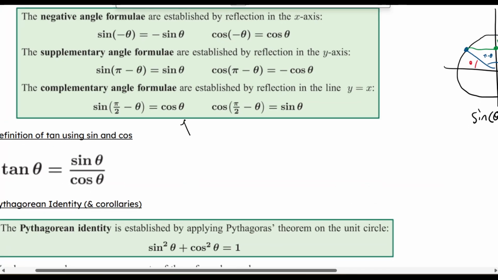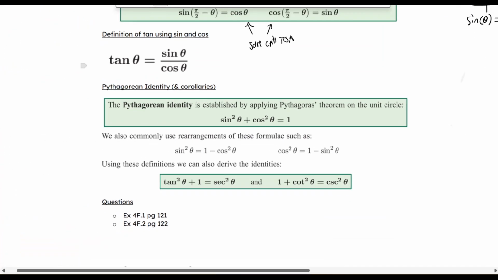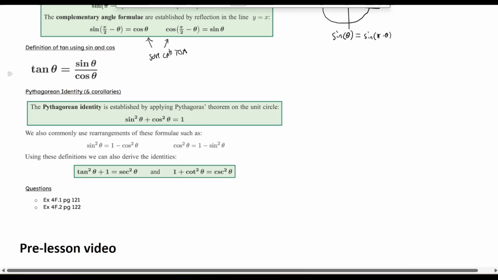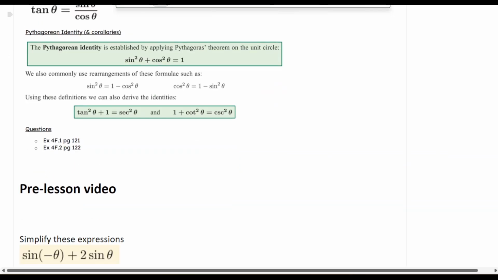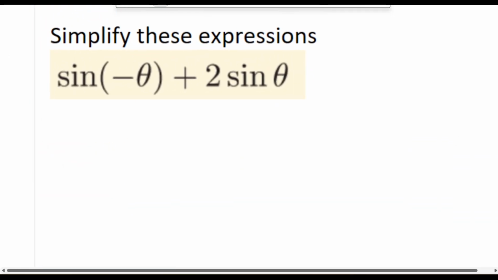If you ever want to try these bottom 2, which I would recommend, you can actually use your SACE definition. I'd recommend trying that as an exercise. It's lots of fun. We've also got these. A lot of these you can prove using SACE or the unit circle as well. Now, we've got to simplify some expressions.